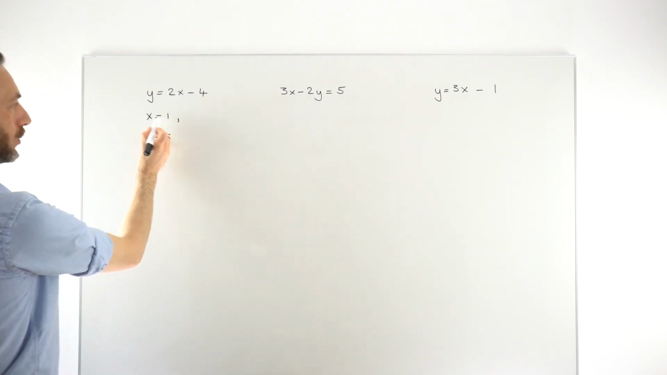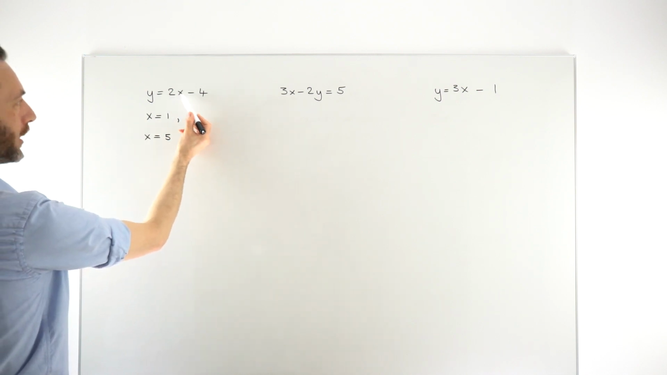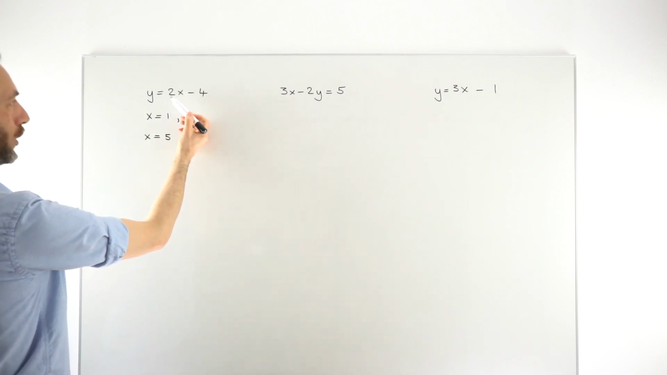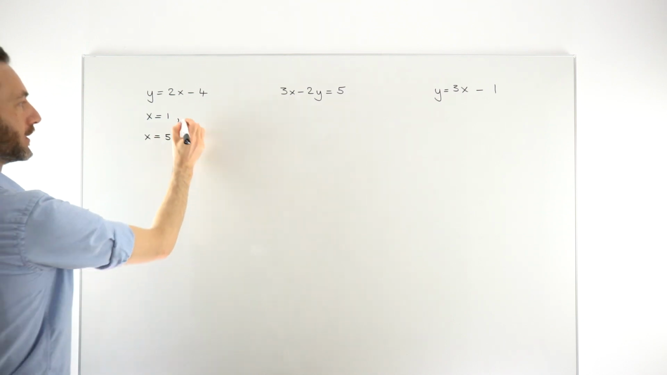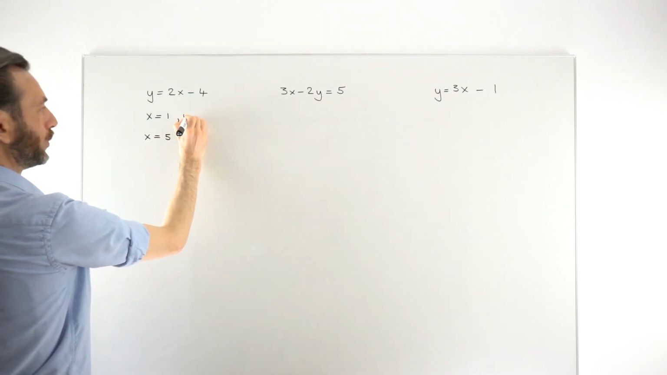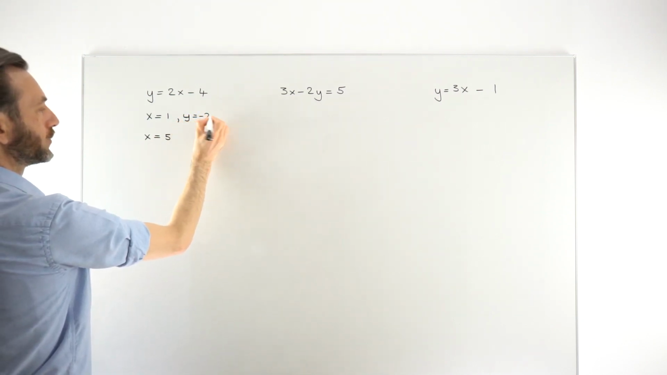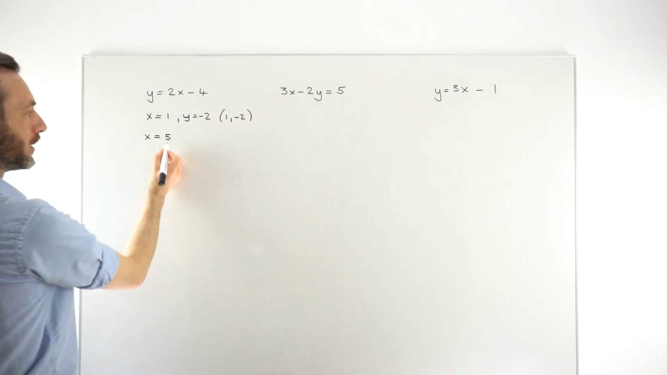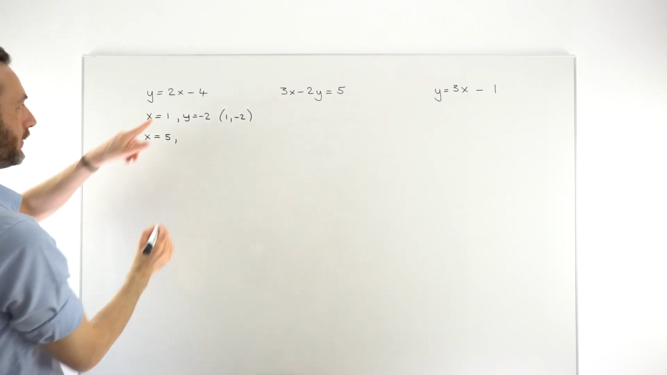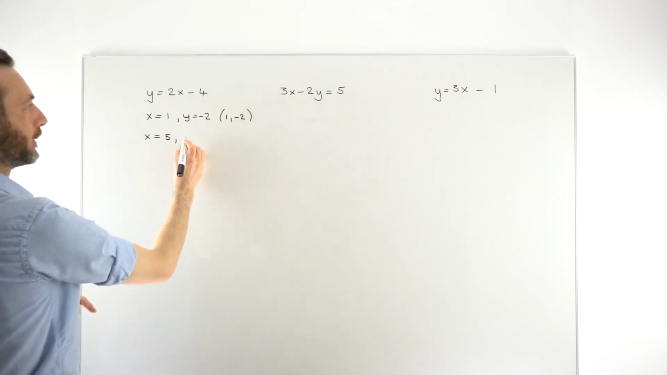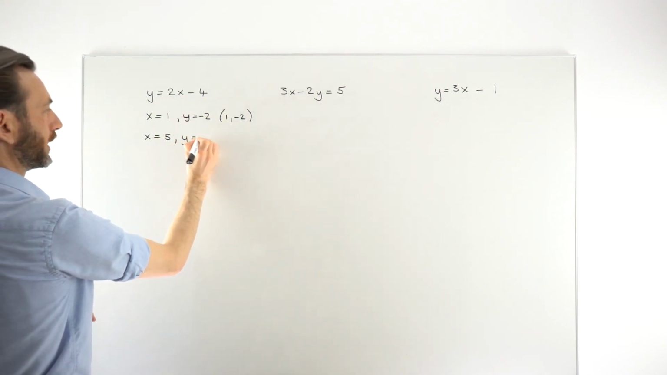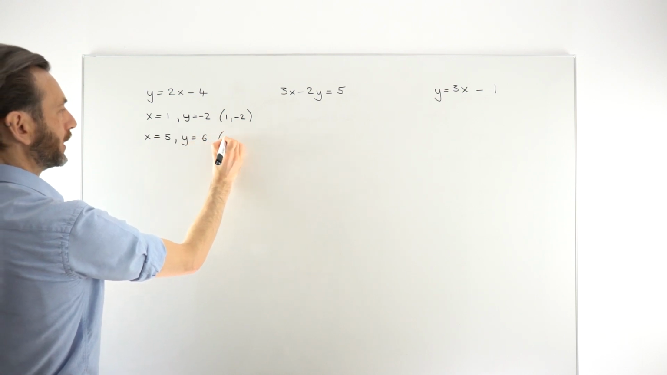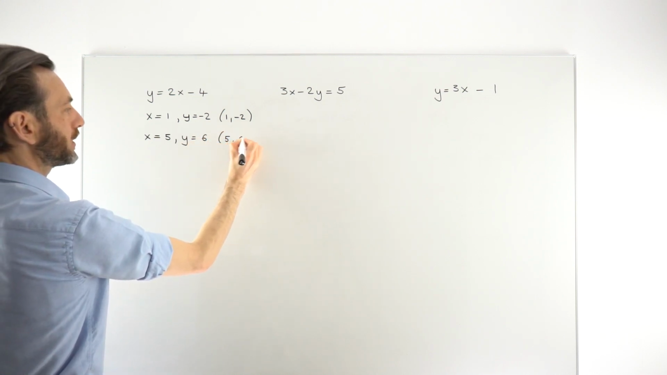So the y value that goes with that point would be 2 times x, 2 times 1 is 2, minus 4 is negative 2. So the y value there would be negative 2. So that gives us a point on the line, (1, -2). Similarly for x equals 5, 2 times 5 is 10, minus 4 is 6, so we get y equals 6, and we get the point (5, 6).